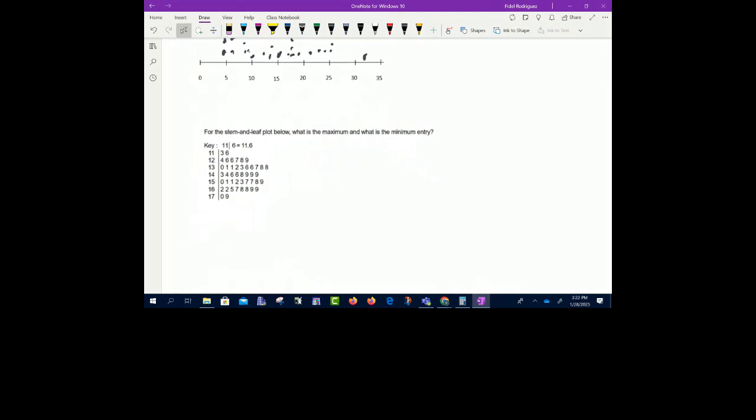Let's see. Y'all, for the next part right here, it says, for the stem and leaf plot below, what is the maximum entry and what is the minimum entry? Y'all, this little key tells me how to read this thing. So when I see 11/6, that means that the number is 11.6. So we wanted to find the biggest number and the smallest number. Let's go like this. The biggest number, that would be 17.9. Does that seem right? And then our smallest number, wouldn't that have been, what, 11.3?